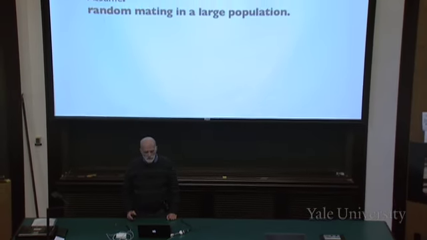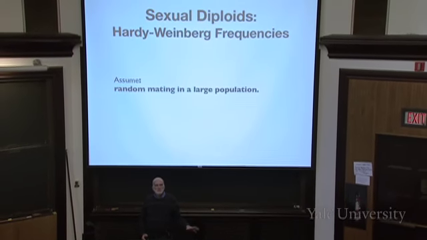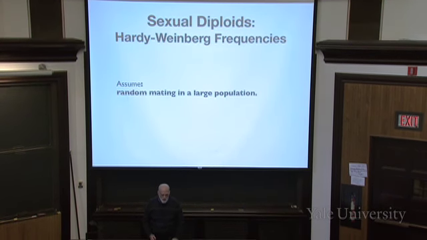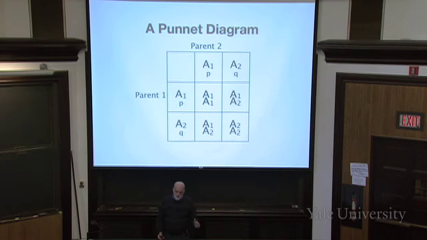Okay? Now, let's do it for sexual diploids. In the sexual diploids, you've already been exposed to the Hardy-Weinberg law, this p squared, 2pq, q squared law. In order to get it, we have to assume random mating in a big population. The reason you need the big population is so that those p's and q's are actually accurate measures. In a small population, they're noisy, but in a big population, they are good stable estimates. And if there's random mating, that means that matings are occurring in proportion to the frequency of each type.